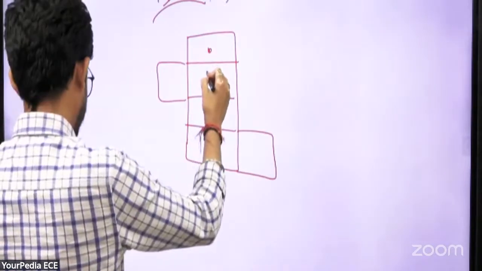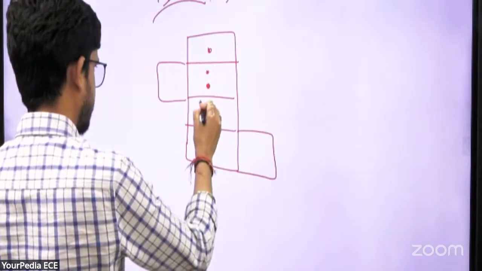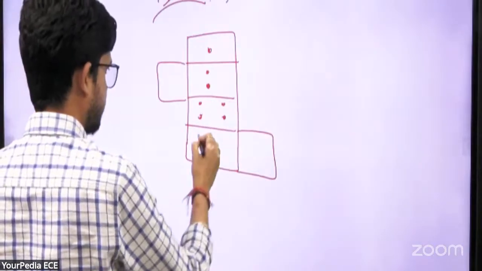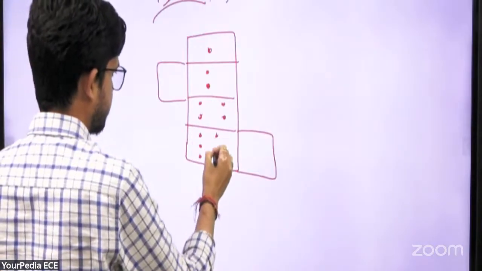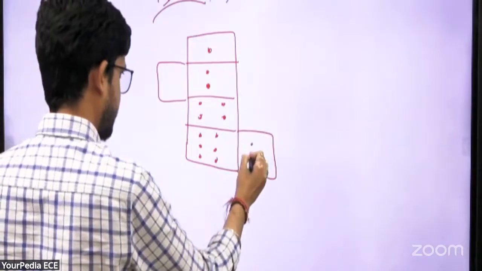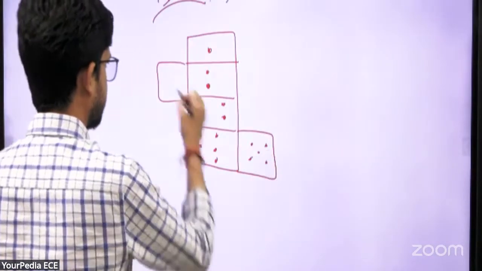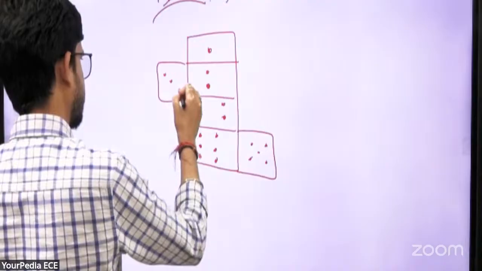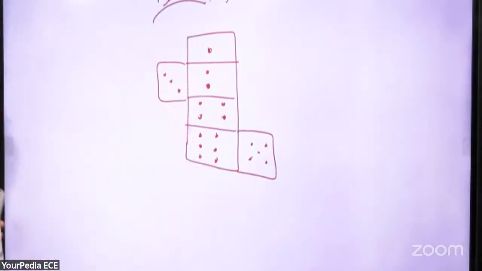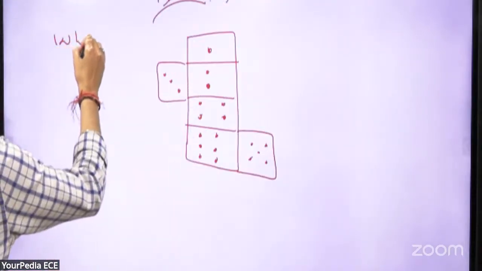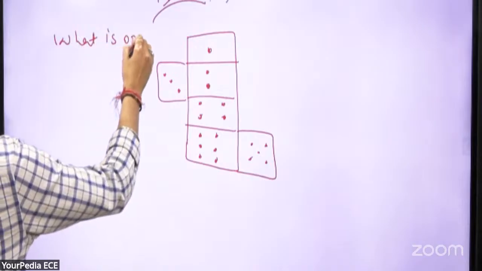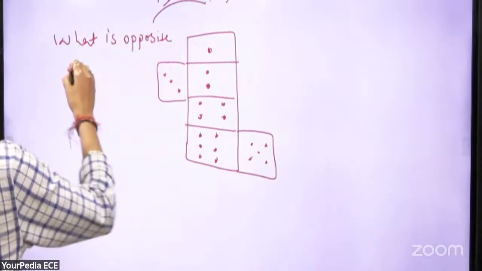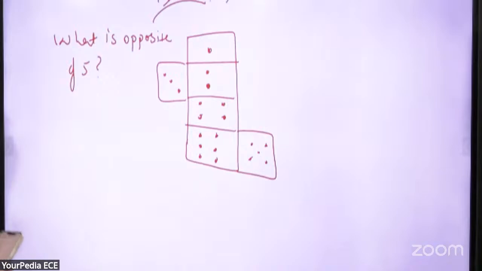1 here, 2 here, 4 here, 6 here, and 5 here, and 3 here. So in this question, what was the question? What is opposite of 5? That is the question.